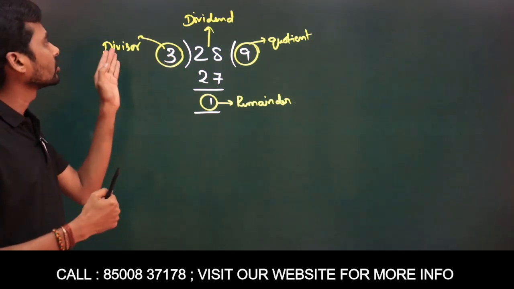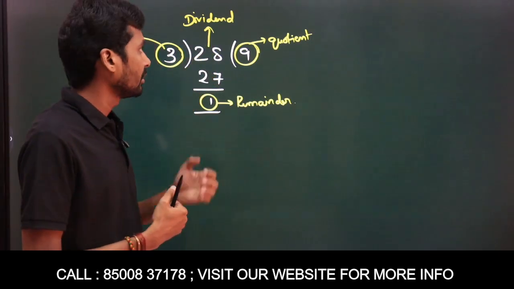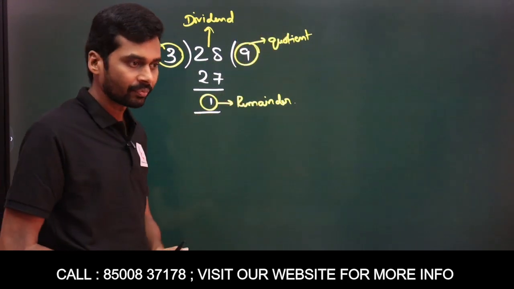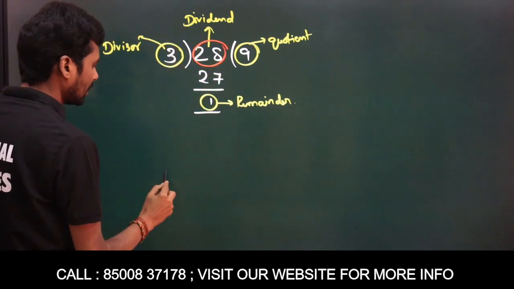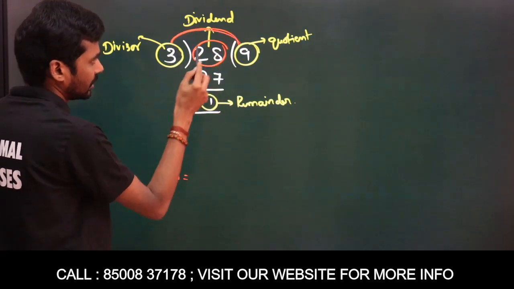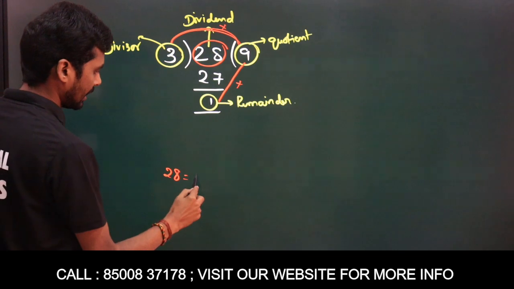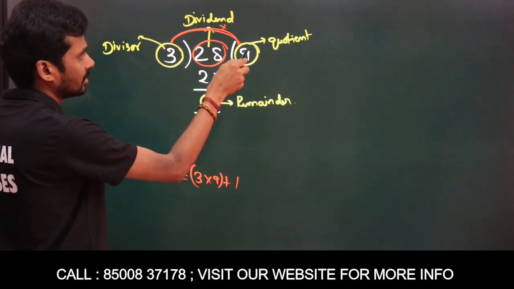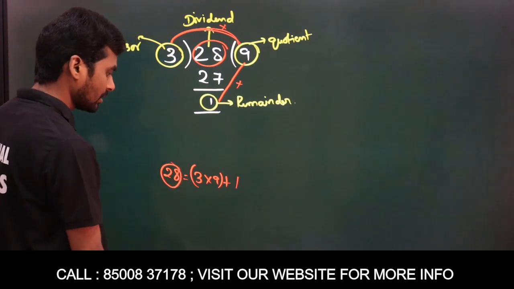Okay. So when a particular number is divided by another number, the dividing number is called divisor. The number we are dividing is called dividend. This part is called quotient. And the final part is called what? Remainder. Okay. If you observe these things, I can say that 28 is, when you multiply these two numbers, 3 into 9, that is 27 plus 1, 28. So can I write it like 3 into 9 plus 1, right? 3 nines are 27, 27 plus 1 is what? 28.